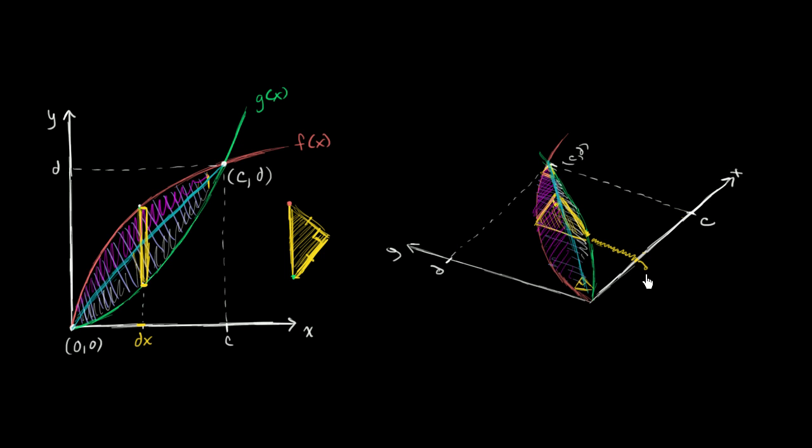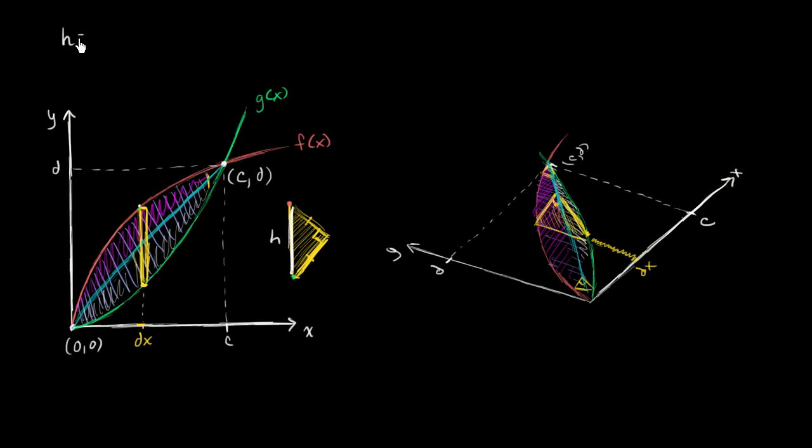I could write that a little bit neater. dx to give us a little bit of three-dimensional depth. So what is the volume of one of these figures going to look like? Well, let me just call this height h, and we know that h is going to be f of x minus g of x. That's this distance right over here. So let's call that h.